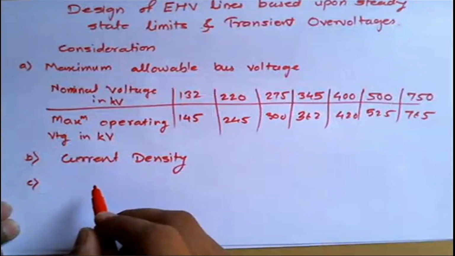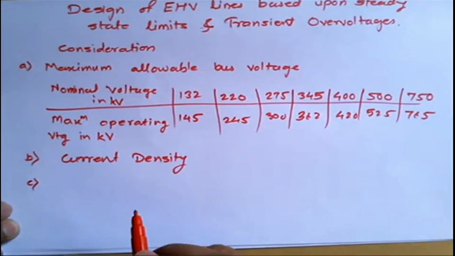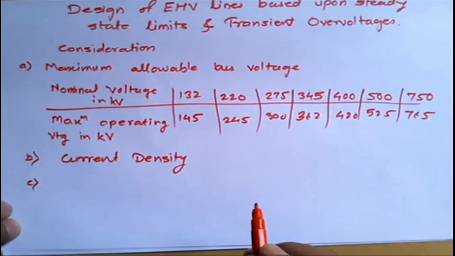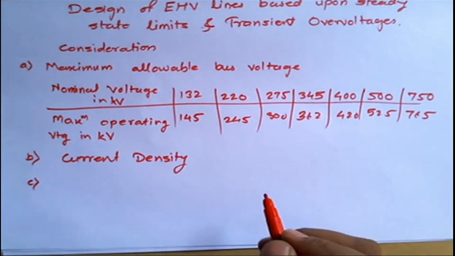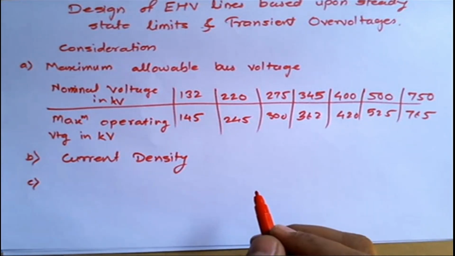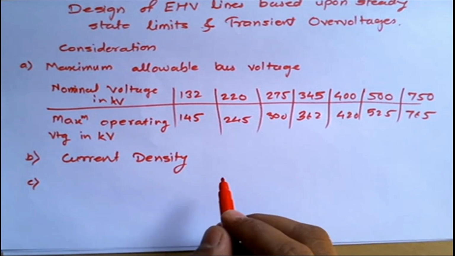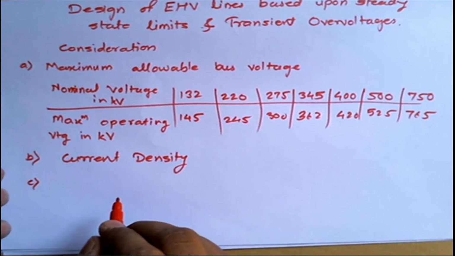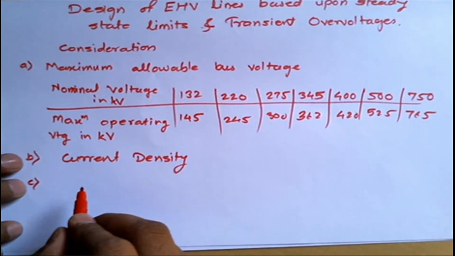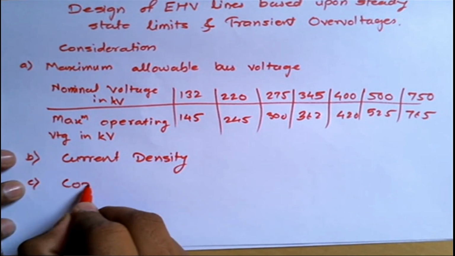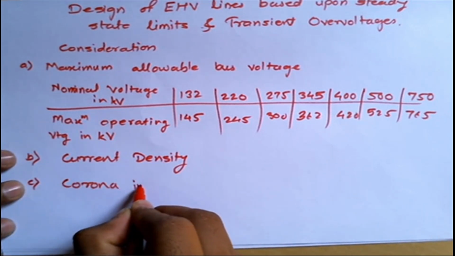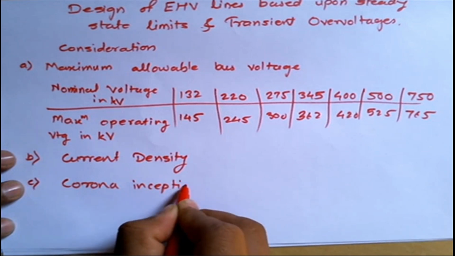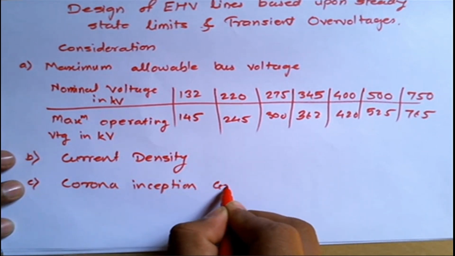So the next point is corona inception gradient, for which there are some important factors, like we have to fix the conductor diameter and the number of conductors in the bundle. We can say the third point is corona inception gradient.